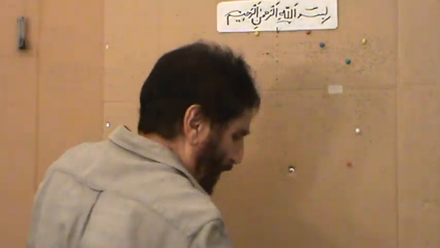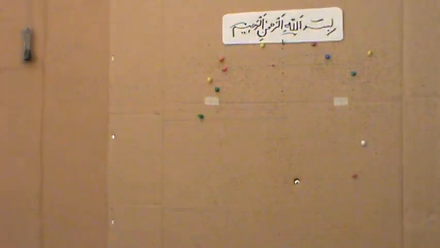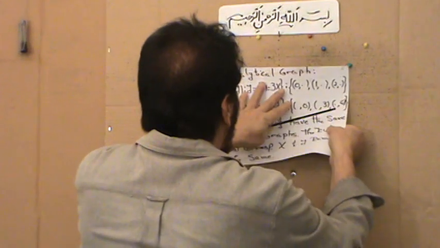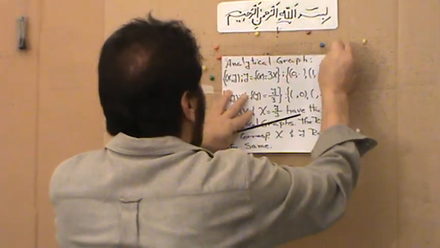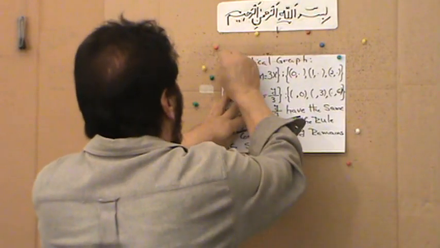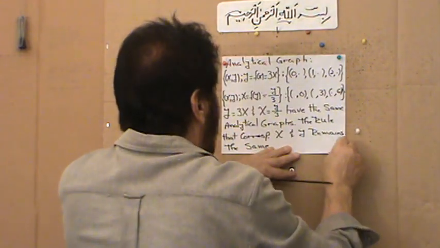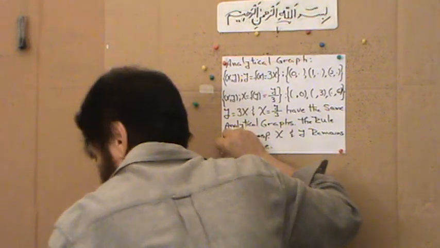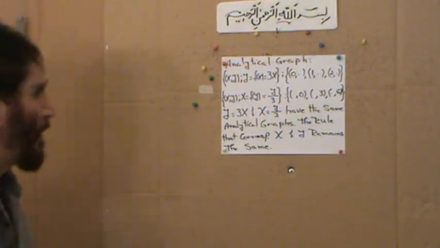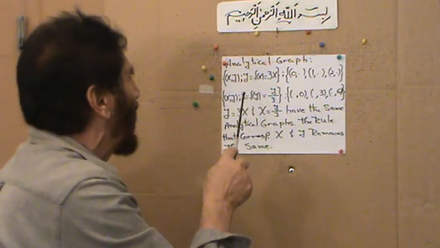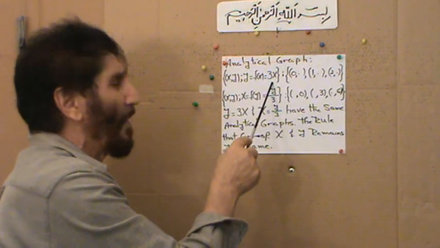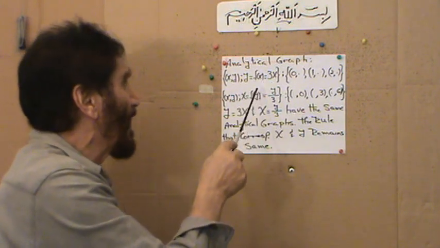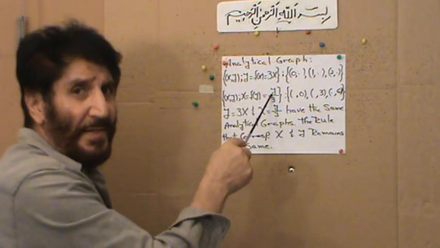Now I'm going to discuss the analytical graph of these two expressions that I put for you, and compare them that way. Now here, the rule of correspondence, y is a function of x with the rule of correspondence to be 3x, is the same as y equals 3x. Is that right?